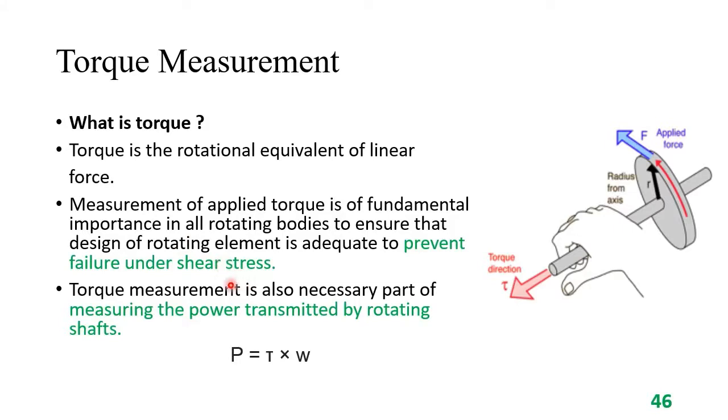Torque measurement is also a necessary part of measuring the power transmitted by rotating shafts. So if we know the torque on a rotating shaft, then knowing the angular velocity of the shaft, we can find the power being transmitted by the shaft.